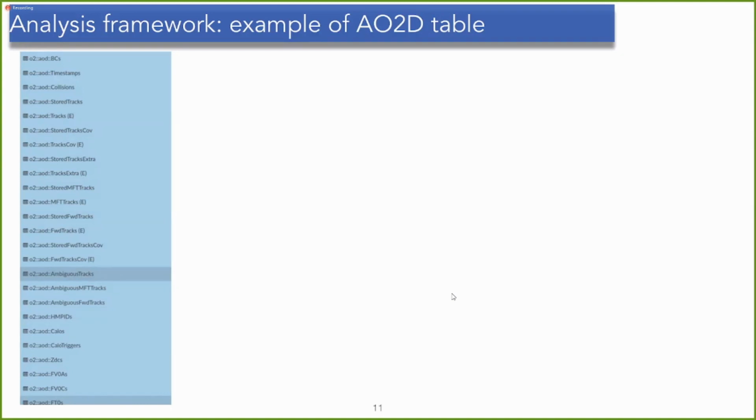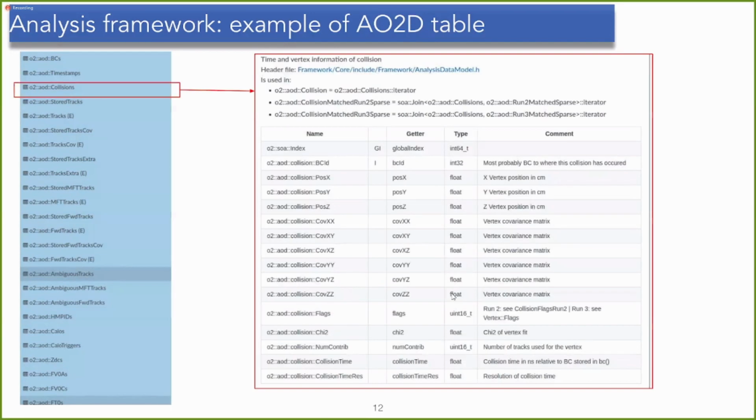So let's first look at what this table of collision contains. Here on the right-hand side, I have shown the basic description of the table named collision and what it contains. It contains various objects like bunch crossing ID, position of vertex X, position of vertex Y, position of vertex Z, as well as the covariance of X, covariance of Y. This covariance is basically used to calculate the vertex resolution. When we reconstruct the vertex, it also has some resolution of reconstruction. So that resolution is calculated using this covariance and so on.